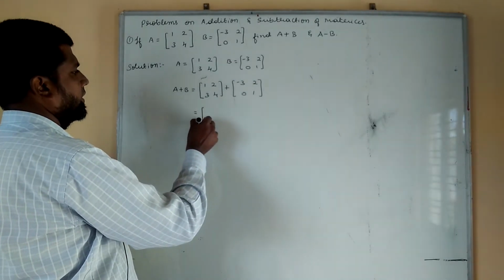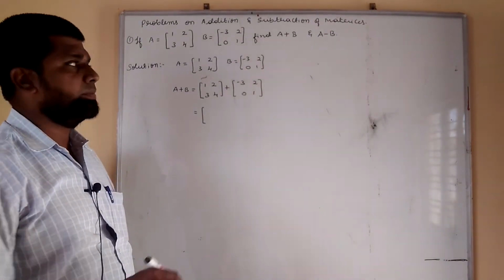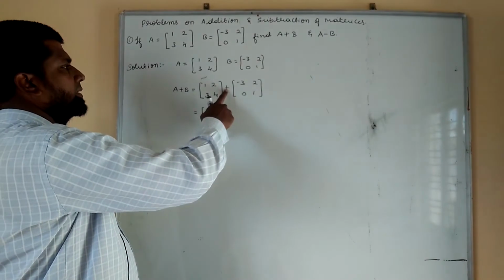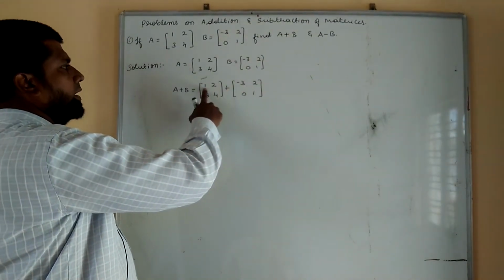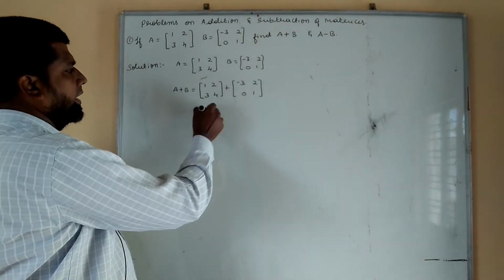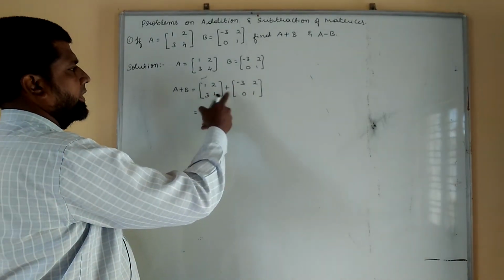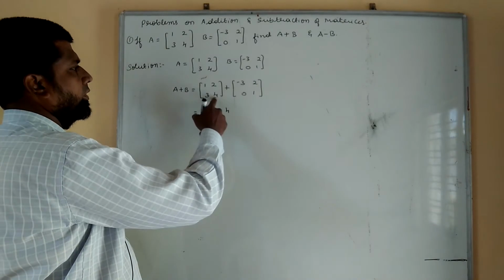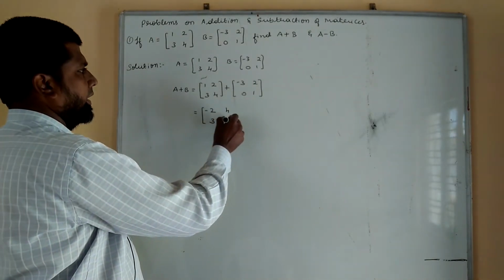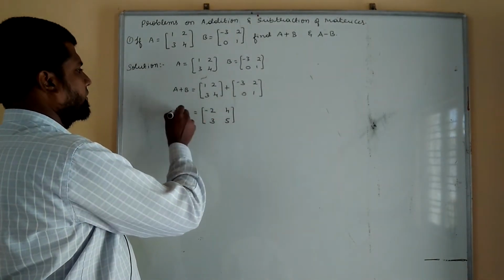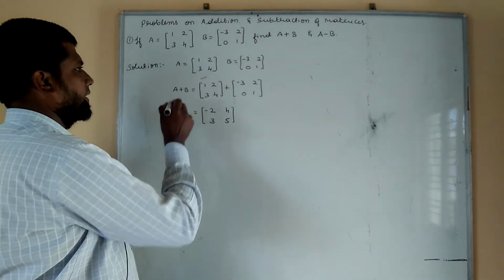So we know the addition of matrices, how to add corresponding elements. 1 plus of minus 3 means 1 minus 3 means minus 2. 2 plus 2 is 4. 3 plus 0 is 3. 4 plus 1 is 5. So this is the A plus B we got.